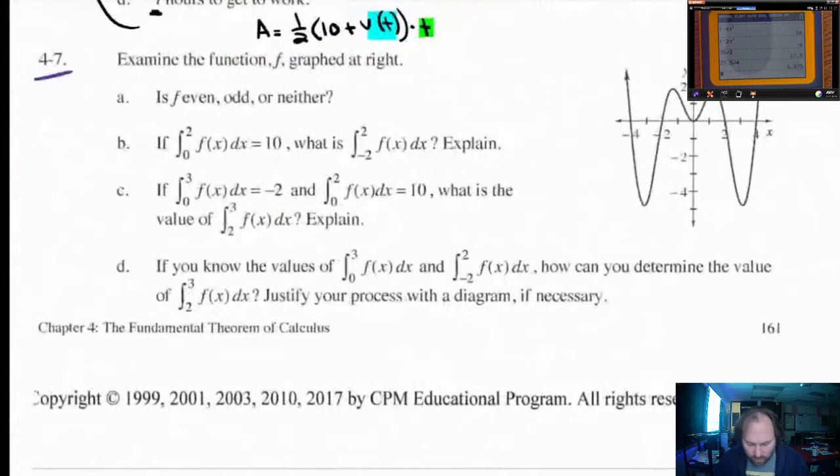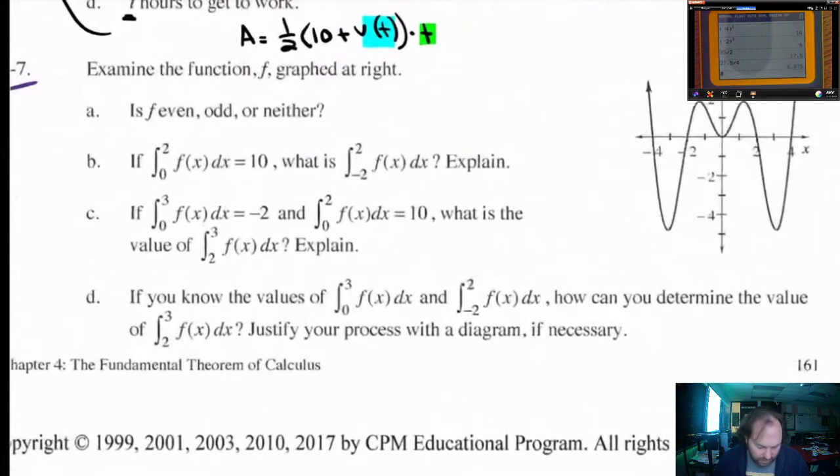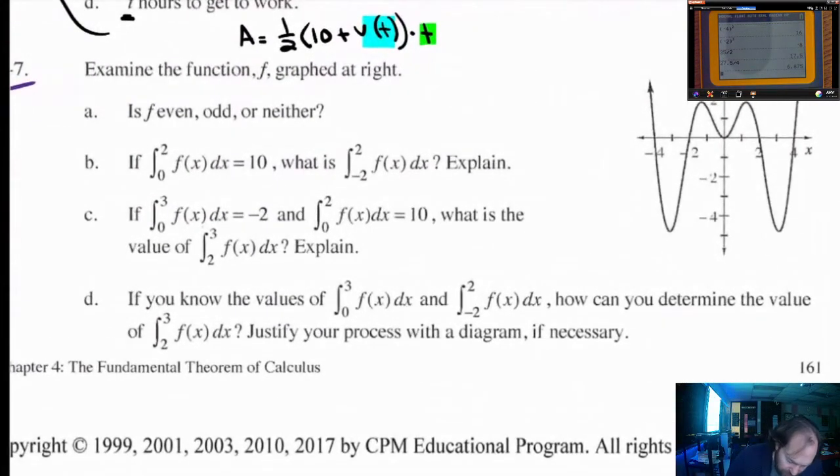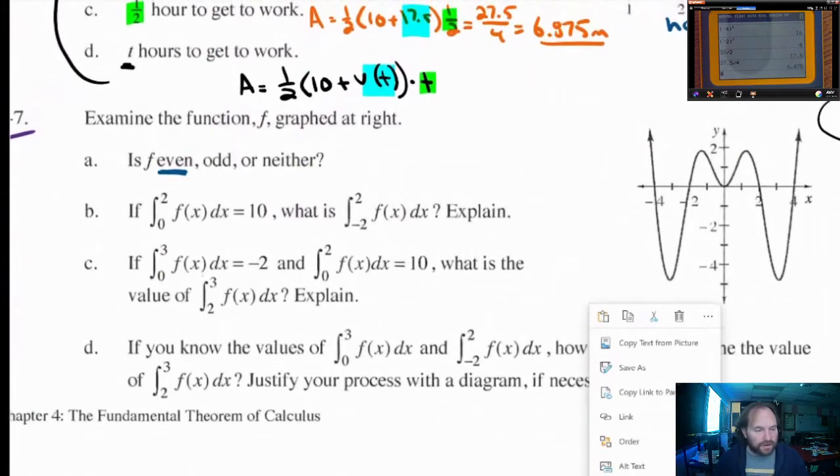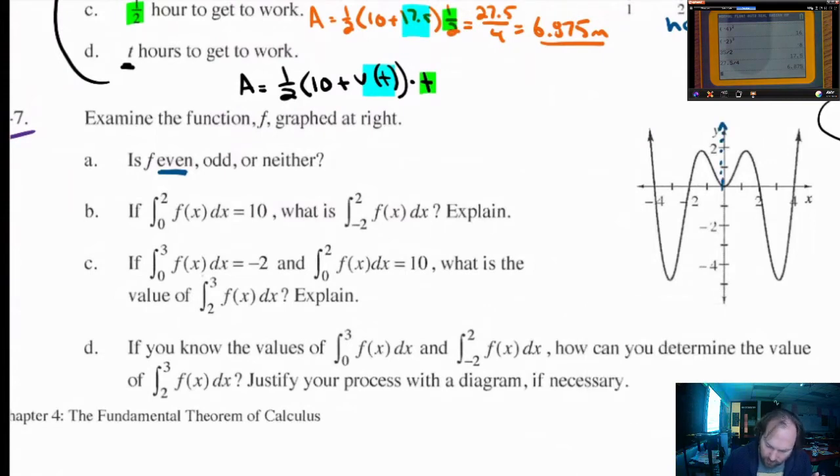Here's kind of the summary of what we're going to do in class today. By the way, this function is even. That's the first question, and that's pretty easy to get because this graph here is symmetric to the y-axis. So you can flip it over the y-axis and get the same thing. That's actually going to allow us to answer all of the other questions.